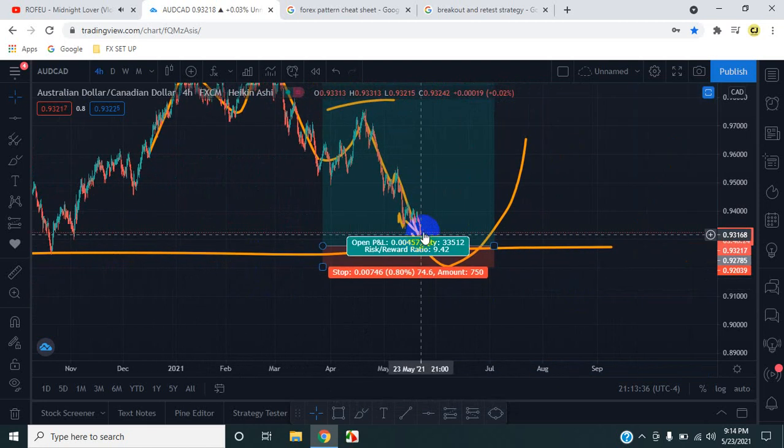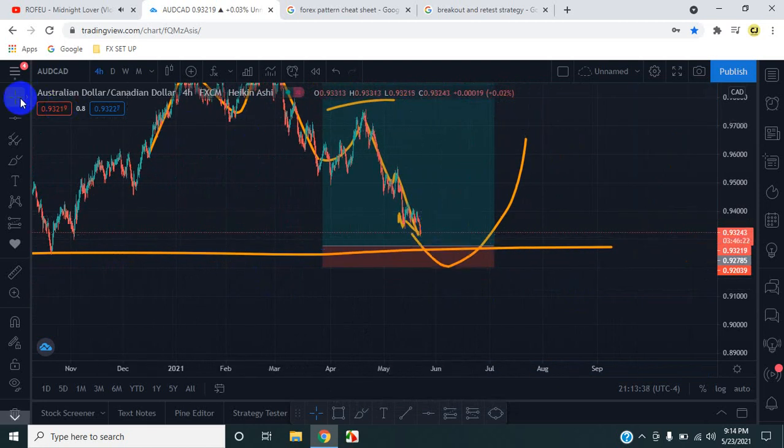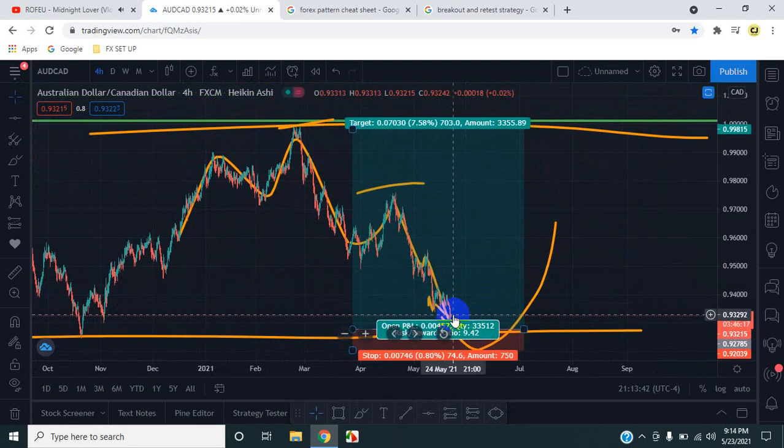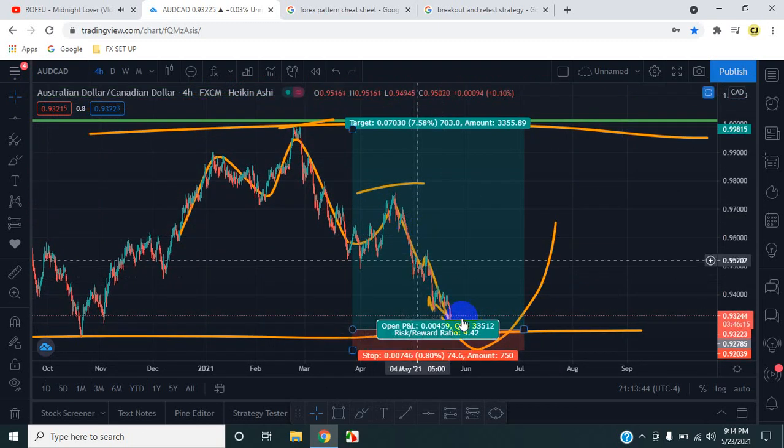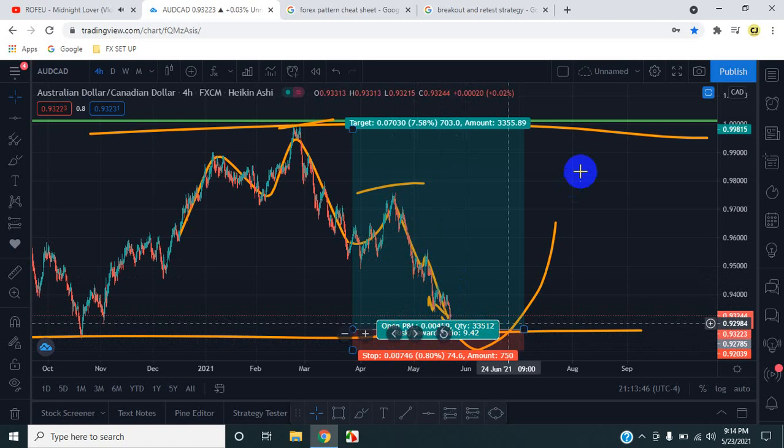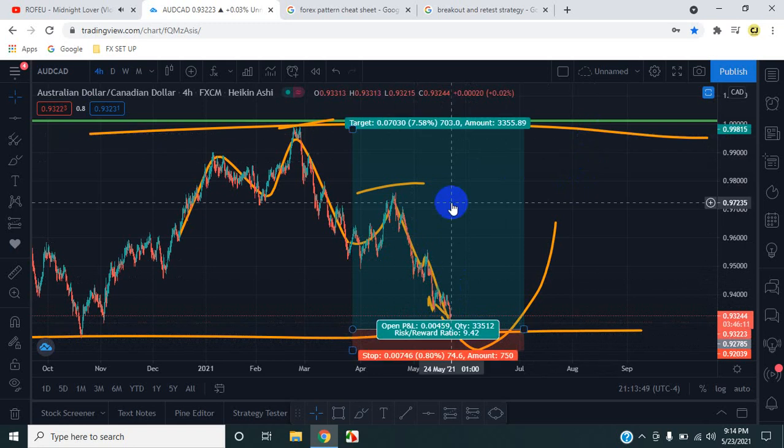This is an amazing trade, everyone. We're looking at, if the market does respect our SR line, this area here of the support, it can create momentum and push it back up for about 703 pips to the top, 74 pips to the bottom, long term. It's an amazing trade, everyone.